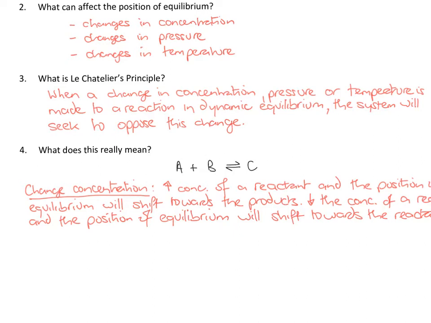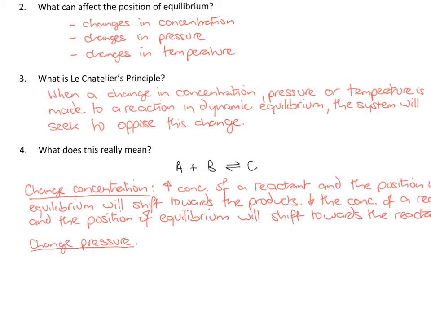The next thing we can change is pressure. Now this can only be relevant if there's a gas somewhere in the equation. It could be all of the reactants are gases, it could be one of the reactants is a gas, it could be the product is a gas, whatever. There has to be gas present in the equation, otherwise it doesn't mean anything to change the pressure. Now if you increase pressure, Le Chatelier's principle tells us that the system seeks to oppose that change. So if you're increasing pressure, the system is going to seek to decrease pressure.